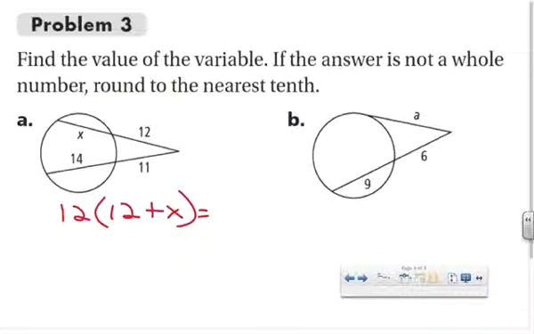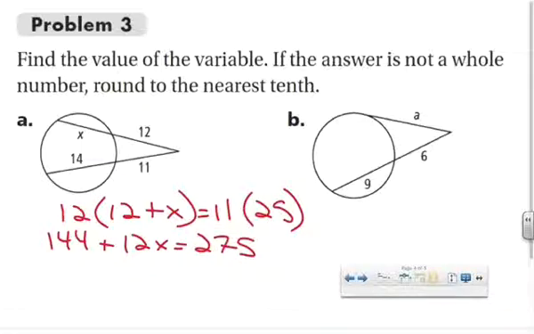What is the external segment for the bottom secant? 11. And then what is the whole bottom secant? 11 plus 14, which is 25. And from here, this is just an algebra equation. You're solving for x. So 144 plus 12x equals 275. So 12x is 131. And that's going to give us some kind of decimal. 10.9.